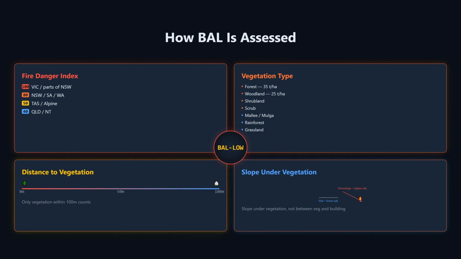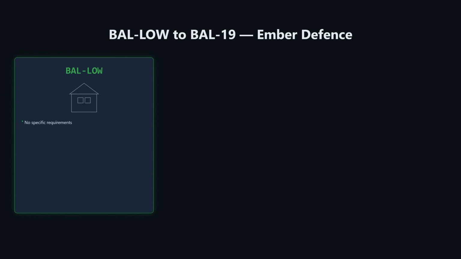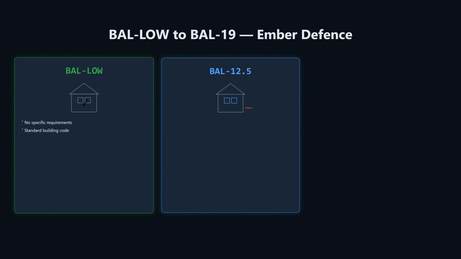Feed these 4 inputs into the lookup tables, and you get your BAL. A qualified BPAD accredited assessor, that's Bushfire Planning and Design, does this assessment. For complying development, you need a Level 3 accreditation. Get it wrong, and your building approval gets refused. Let's walk through what each level actually demands from your construction.